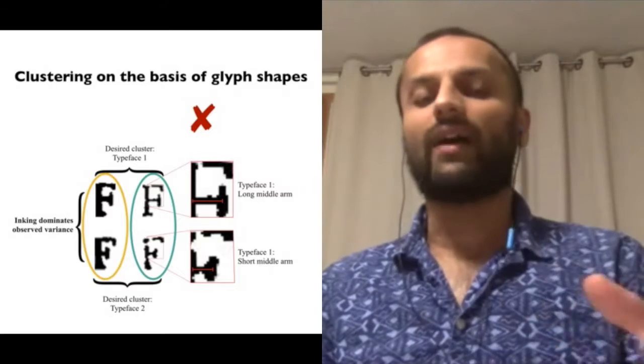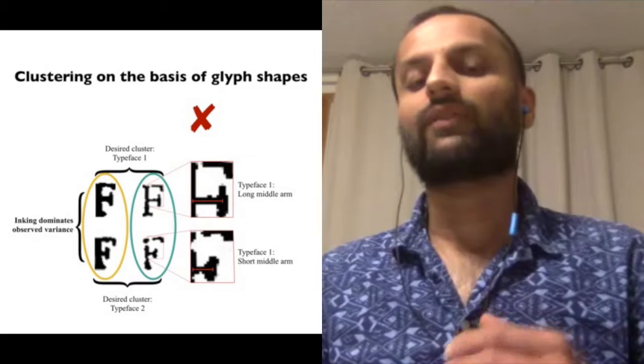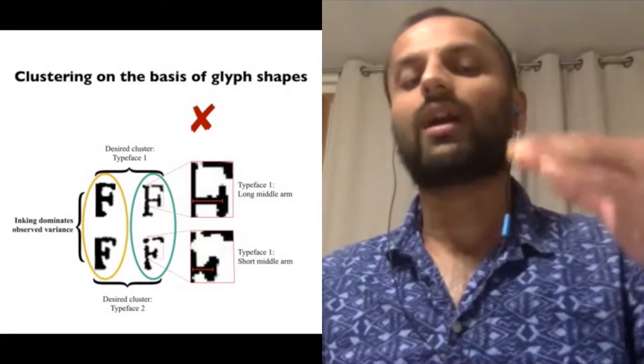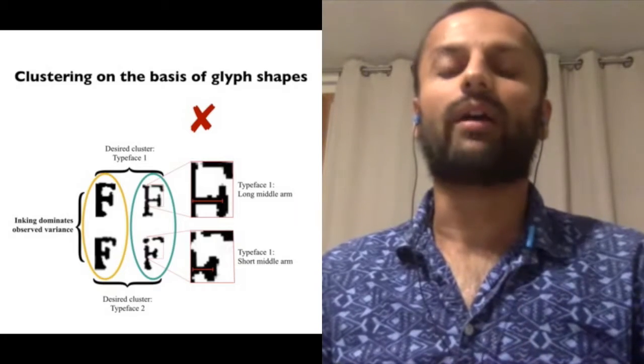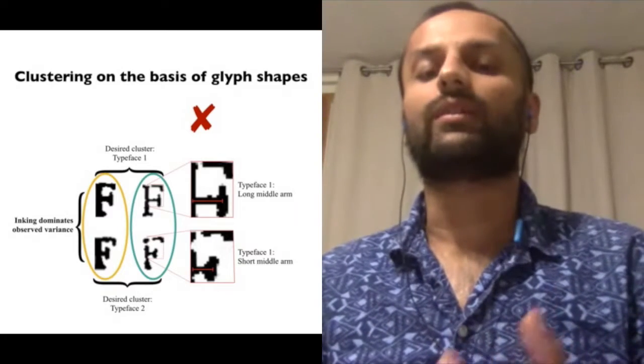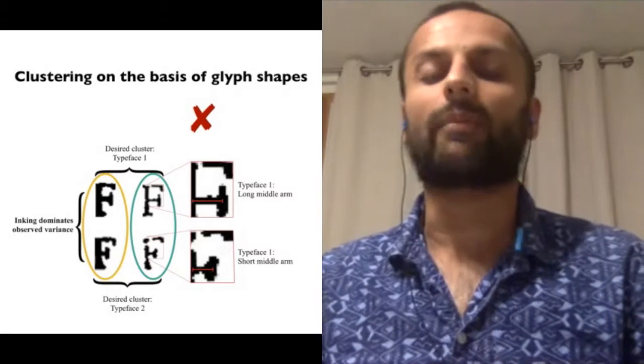Consider this collection of Fs. Ideally, the clustering of these Fs would be the top row would be one cluster and the bottom row would be another, which is based upon the glyph shapes, with the top row having the long middle arm, and the bottom row having a short middle arm.